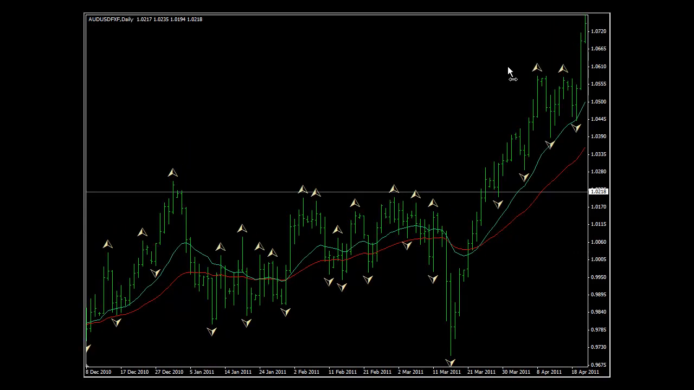And price gives you another swing low here, and it would form on this day. Now, this one moved a considerable amount of pips. All right.